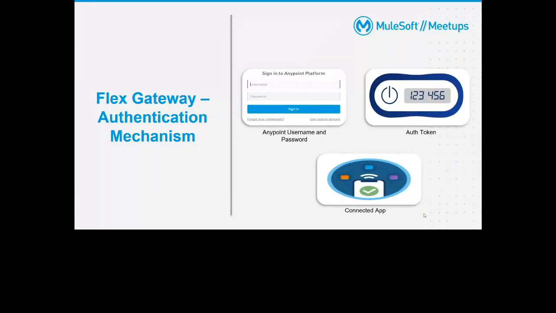For the authentication mechanism when you are setting up a Flex Gateway, you can use any one of them: username and password, token, or connected app. So these are the three authentication mechanisms that can be used when you are setting up a Flex Gateway.